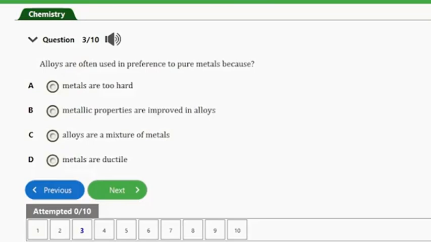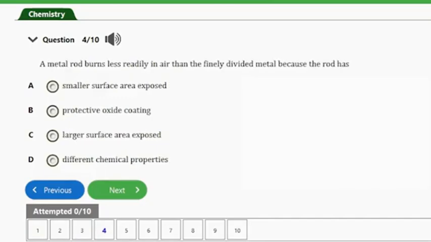Question number 3 here, it says, alloys are often used in preference to pure metals because A, alloys are too hard; B, metallic properties are improved in alloys; C, alloys are a mixture of metals; D, metals are ductile. So the answer to this question is option B here. The reason why alloys are used in preference to pure metals is because metallic properties are actually improved in alloys. So let's consider the next question.